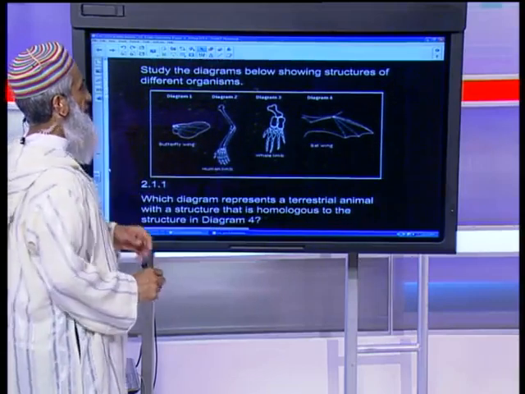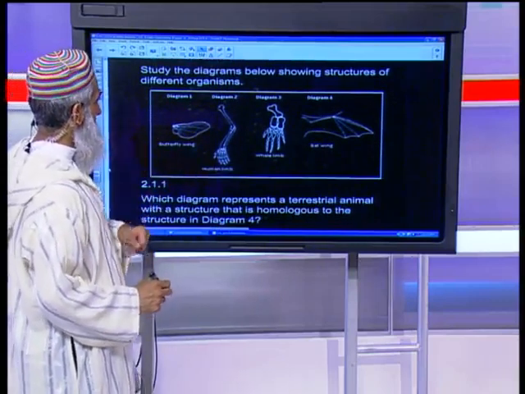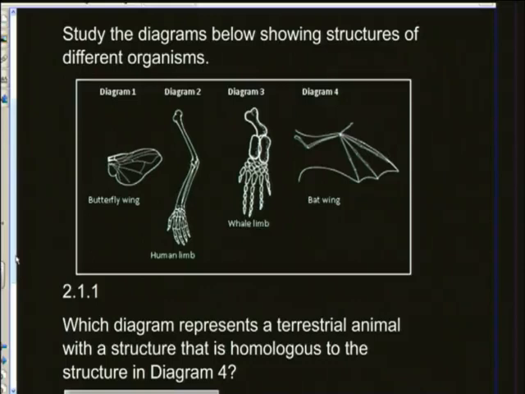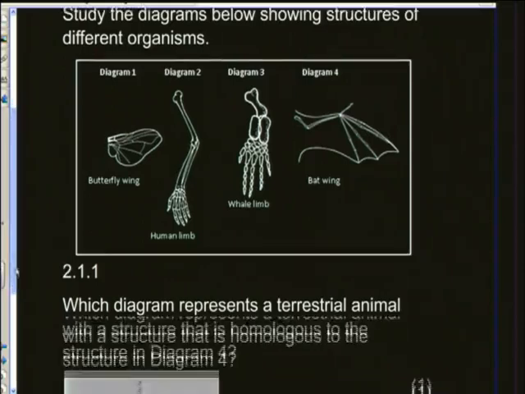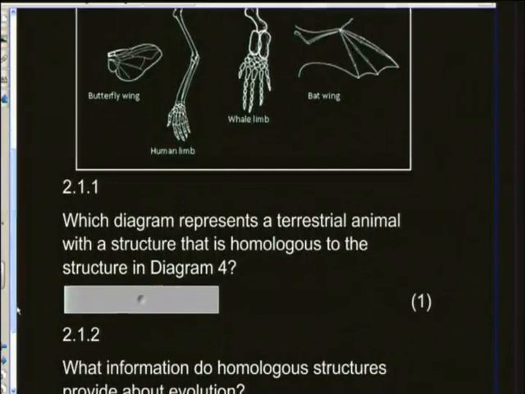Study the diagram below showing structures of different organisms. So they're giving you a butterfly wing, human limb, whale limb, and a bat wing. Which diagram represents, now we're starting with the teams.